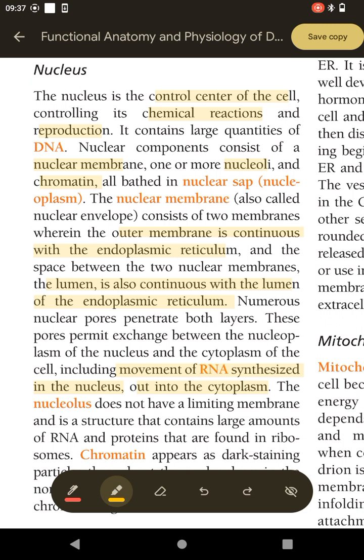The nucleolus does not have a limiting membrane and is a structure that contains a large amount of RNA. It does not have a membrane like the nucleus. It contains RNA and proteins, which means the nucleolus is made up of RNA and proteins similar to those found in ribosomes.